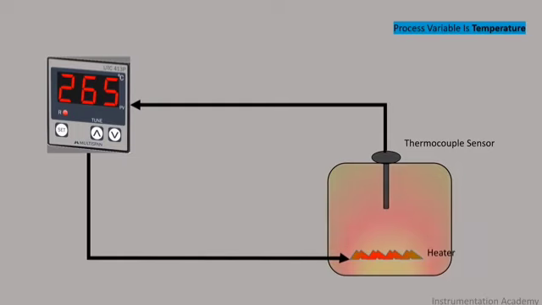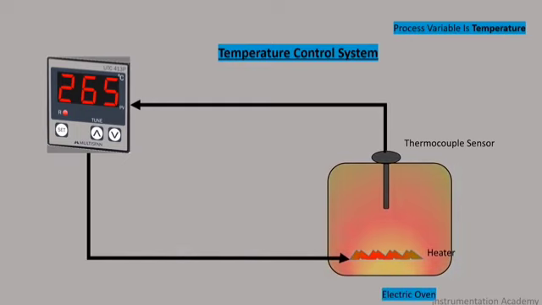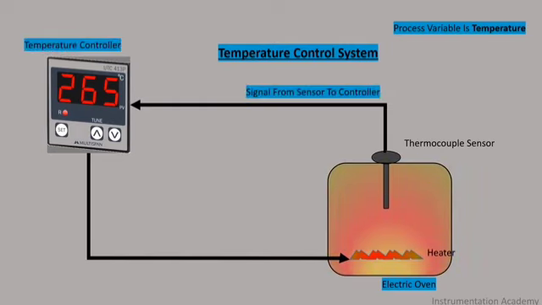I will explain the same with an example of a temperature control system. Consider the case of an electric oven. When we set a temperature for an oven, a sensor senses the actual temperature inside the oven and transmits a signal to the controller. The controller then compares the signal received from the sensor with the set point or desired value.